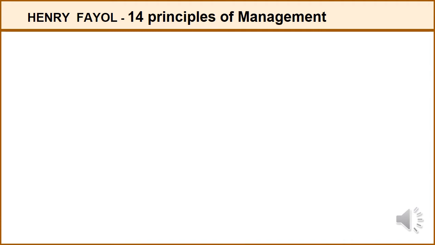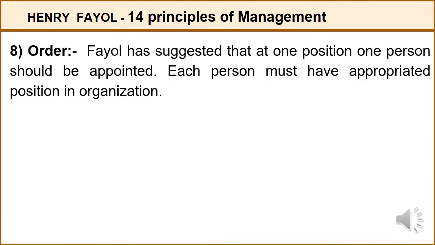The next principle is order. The author has suggested that at one position one person should be appointed. Each person must have an appropriate position in the organization. It means according to Fayol, people and materials must be in suitable places at the appropriate time for maximum efficiency. So this principle states that there is a place for everything and everything must be in its place. This will lead to an increase in productivity and efficiency.